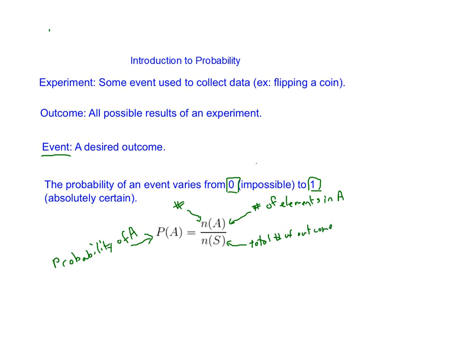And we always define probability this way. Anytime we try to find the probability, we're always looking for the number of desired outcomes divided by the total number of possible outcomes. So in the flipping the coin example, if we're trying to find the probability of getting a head, there's one head. There are two possible outcomes, so the probability of getting a head is 1/2.